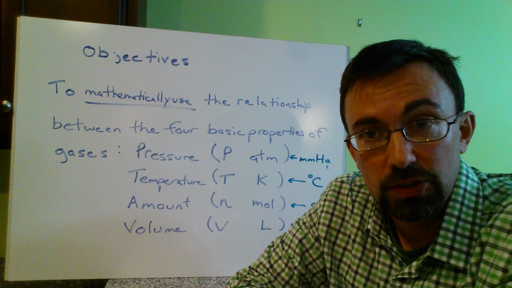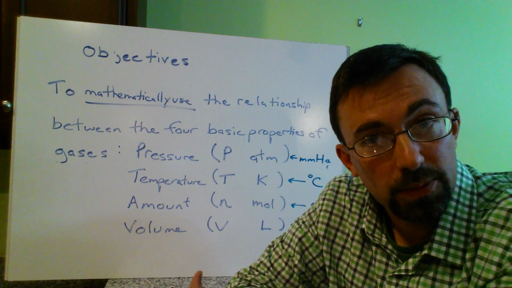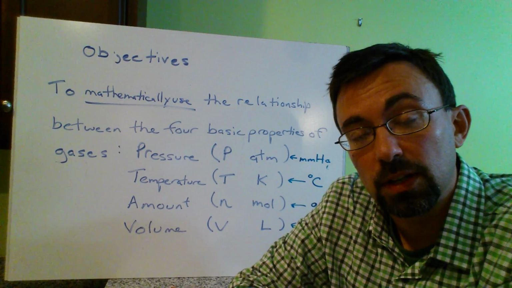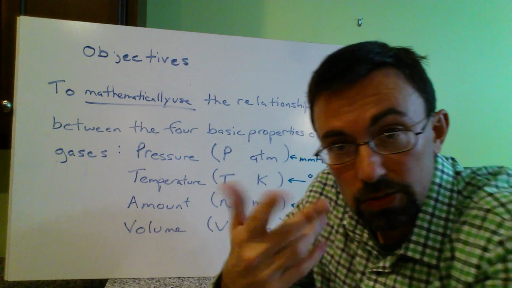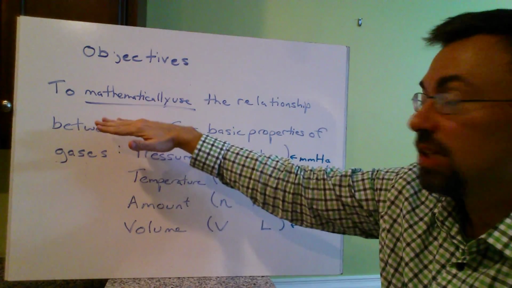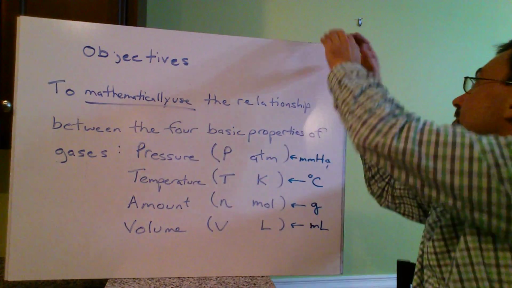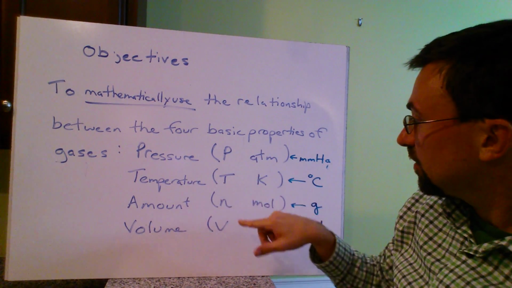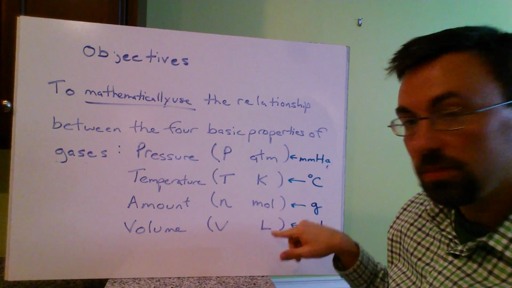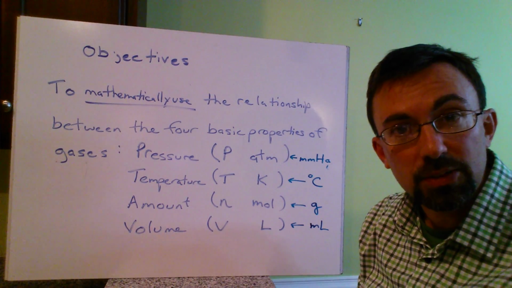In the last video, we introduced gas properties and the ideal gas law. In this video, we're going to talk about it mathematically and then just in general mathematical terms. So, same objective, except now we're going to do the math. Just as a reminder: pressure, atmosphere; temperature, Kelvin; amount, moles; volume, liters. If you do that for everything in this chapter, you're going to be in good shape.